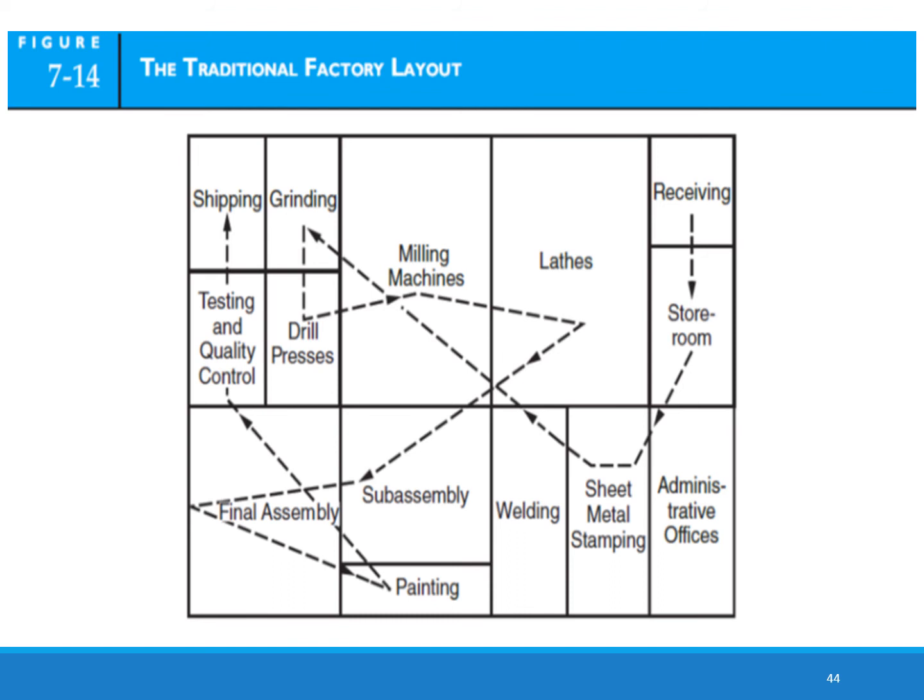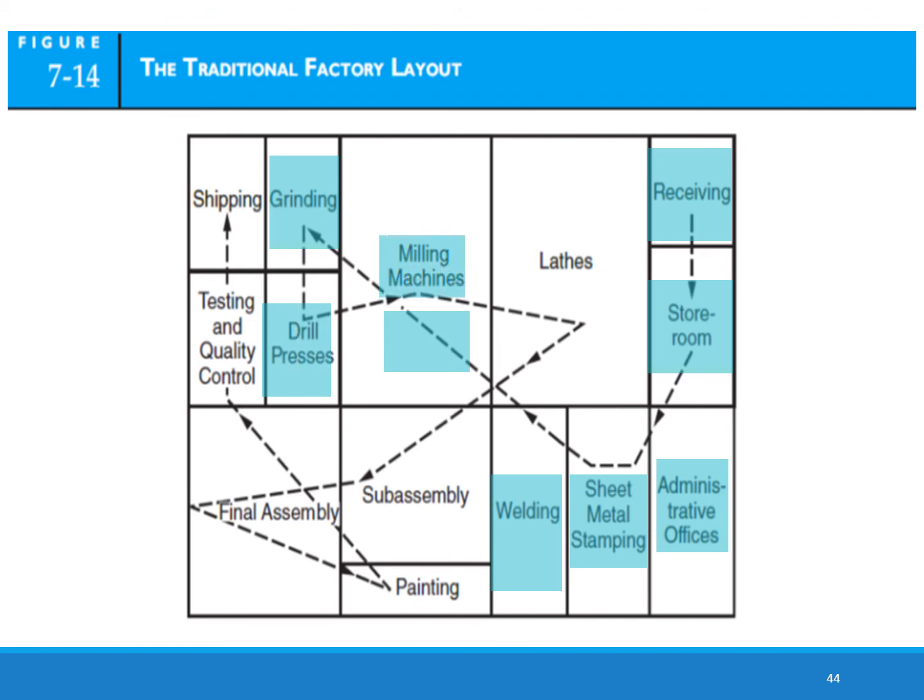So let's trace the process in this traditional layout. Starting by receiving the raw materials, and then storing them in the warehouse, then the administrative office records these items in the inventory controls and so on. Then start the sheet metal stamping, which is the first process of production. Then welding. After welding, we send to the milling machines, and then grinding the product, then the drilling process.